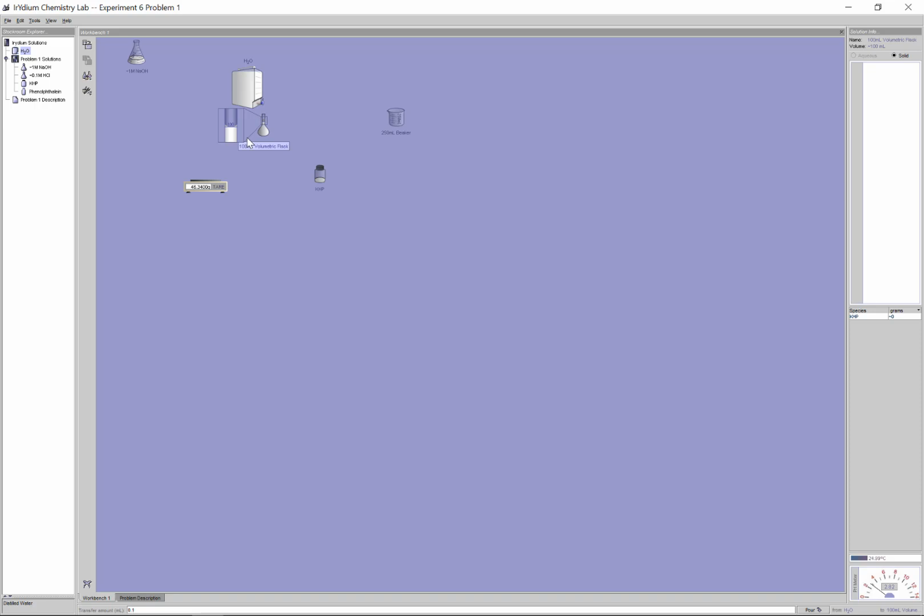Now we've made our standard acid solution. I'm going to show you how to calculate the mass that we started off with, along with this concentration. But now we're ready for part 1. We're going to use this acidic standard solution. We're going to titrate it against NaOH.